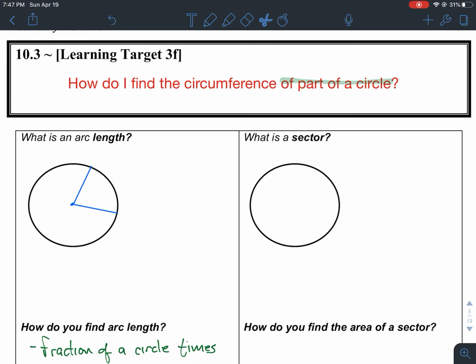Alright guys, this is Mr. E here for day 2 of this week. We're going to be doing section 10.3, how do I find the circumference of part of a circle.